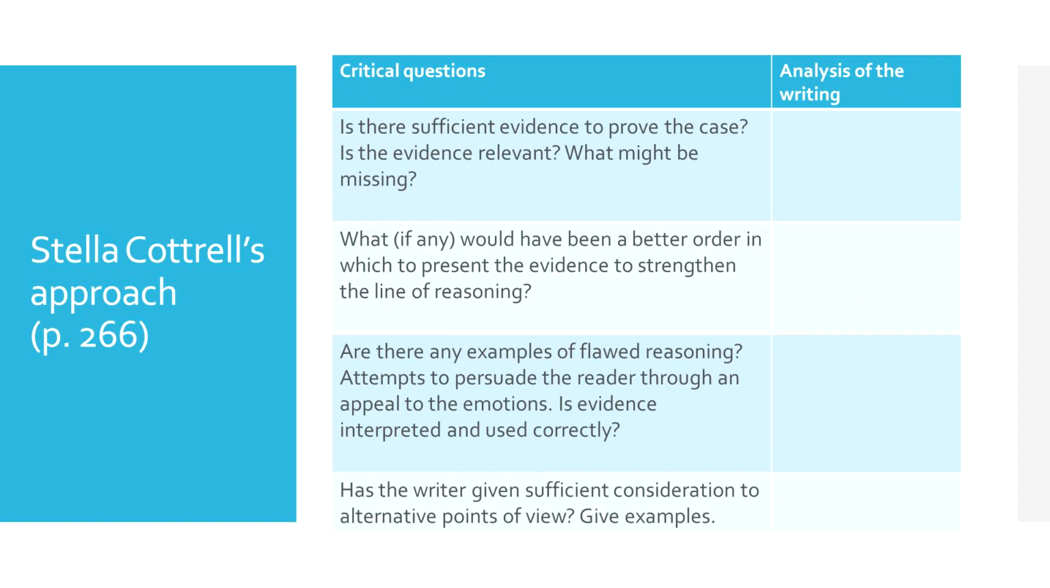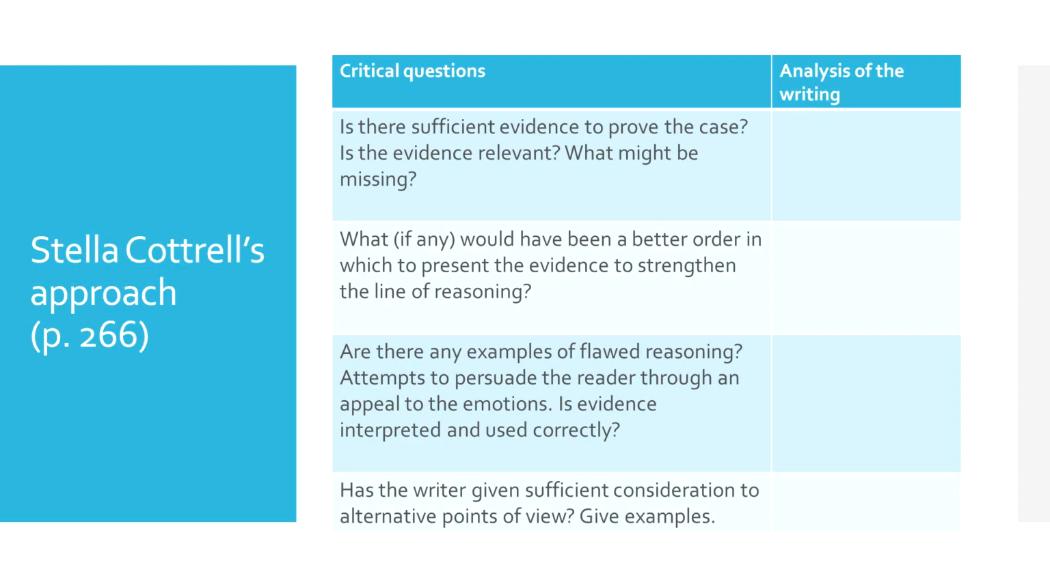And there's some more questions to answer. Is there sufficient evidence to prove the case? Is the evidence relevant? What might be missing? What, if any, would have been a better order in which to present the evidence to strengthen the line of reasoning? Are there any examples of flawed reasoning? Are there attempts to persuade the reader through an appeal to emotions? Is evidence interpreted and used correctly? Okay, so here in these questions we're starting to open up on those. Is the evidence relevant, like we've covered previously? Are there any fallacies or flawed critical thinking?